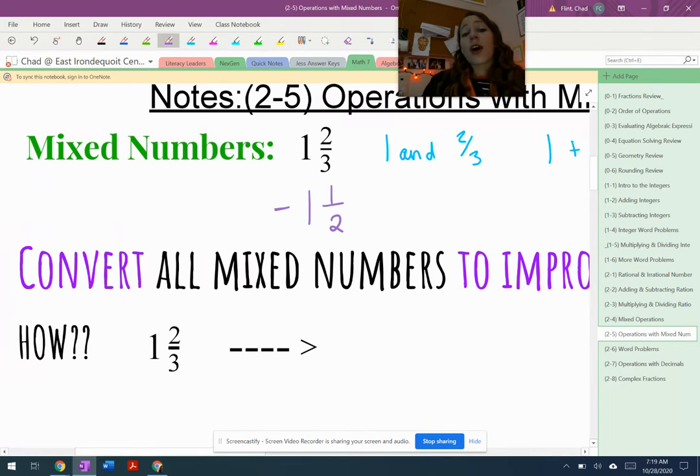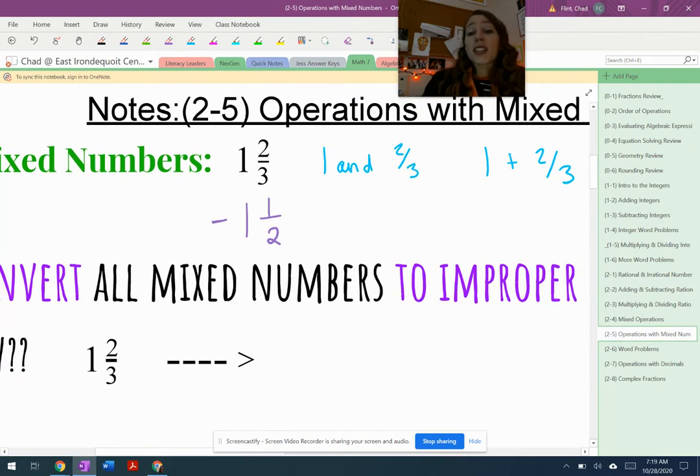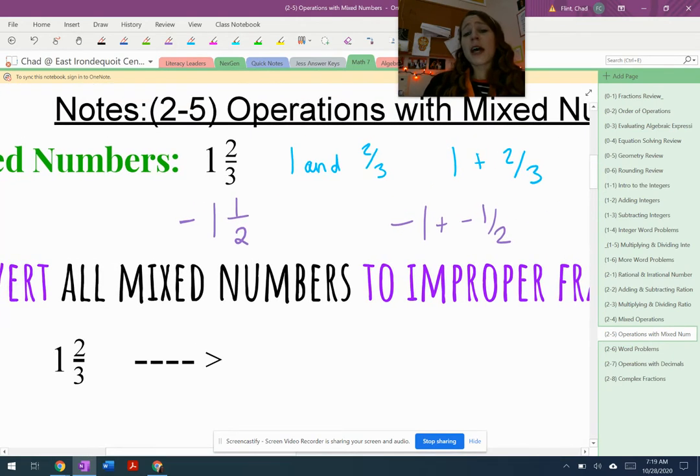Well, just like this entire number, the 1 and 2/3, this entire piece was positive up here. When you've got a negative mixed number, the entire mixed number is negative. So that's negative 1 plus negative 1/2. Both of those pieces have the negative. Both the whole number and the fraction are negative there. And that makes sense because if we spend $1 at the store and then we spend half a dollar at the store, we've spent a total of negative 1 and 1/2.